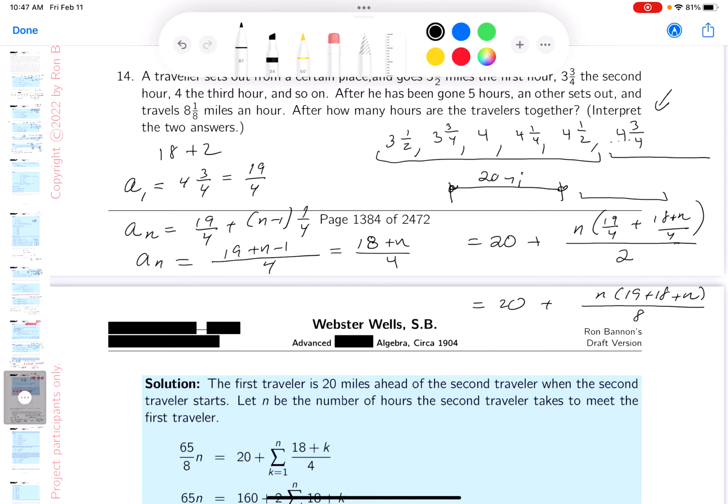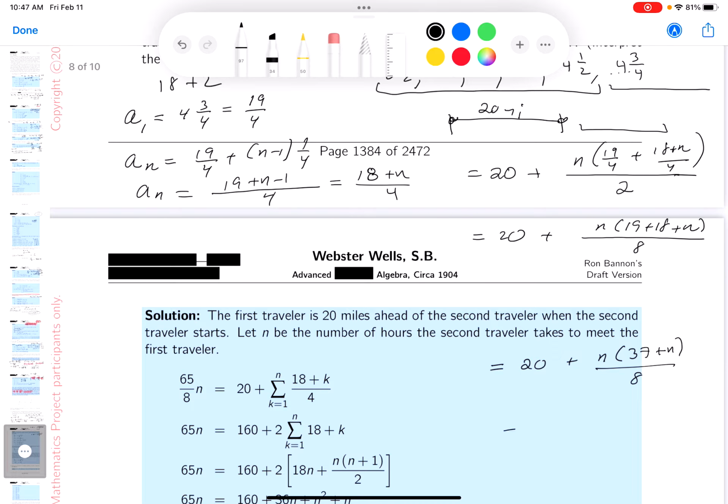Oh boy, I got to do some arithmetic here, don't I? So it's going to be, again, we're still talking about the first guy, 20 plus N. Well, 19 and 18 is going to be 37, right? All over 8. And then I'm going to pull them together. And that's going to be 160 with an 8 in the bottom, plus 37N plus N squared. All right? So that's the distance that guy goes.